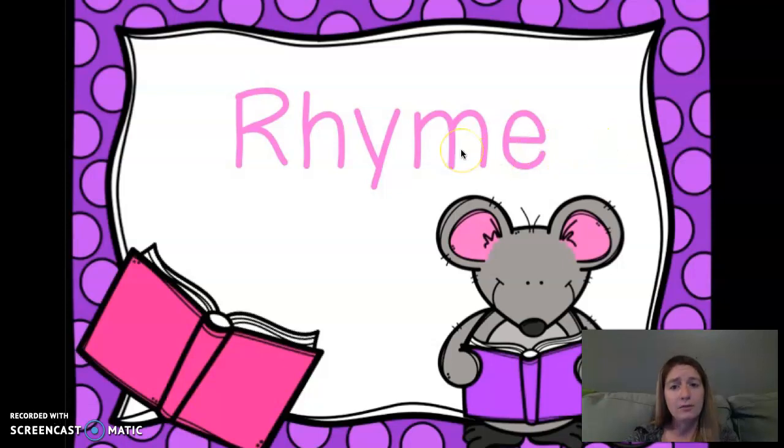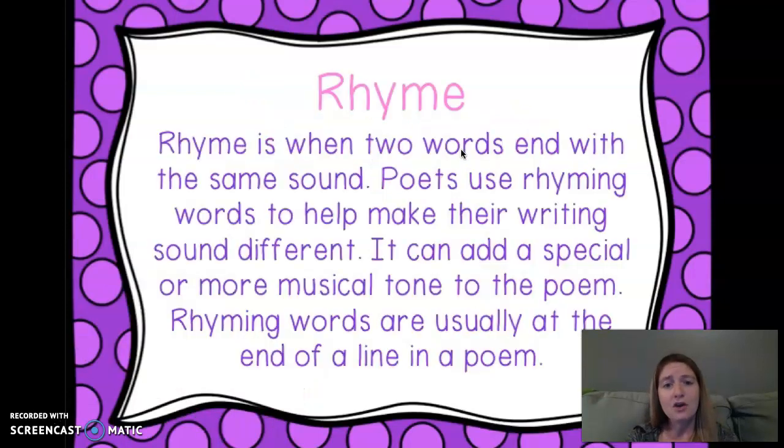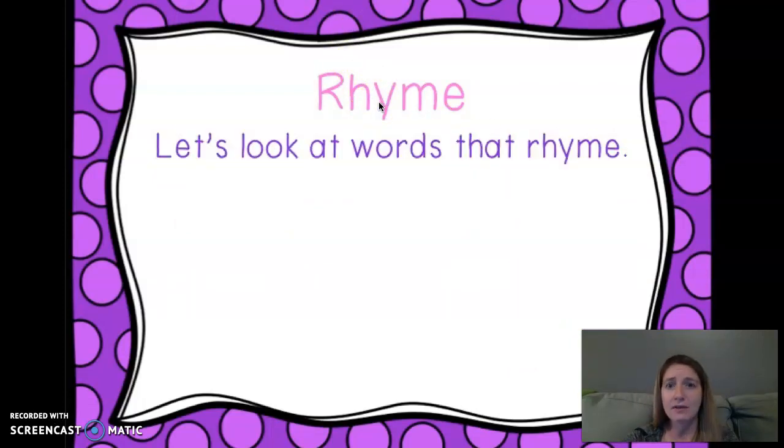Our next part of poetry is rhyming. So rhyming is when two words end with the same sound. So alliteration was the same sound in the beginning. Rhyme is the same sound at the end. So poets use rhyming words to make their writing sound different. It can add a special or more musical tone to their poem. And rhyming words are usually found at the end of a poem.